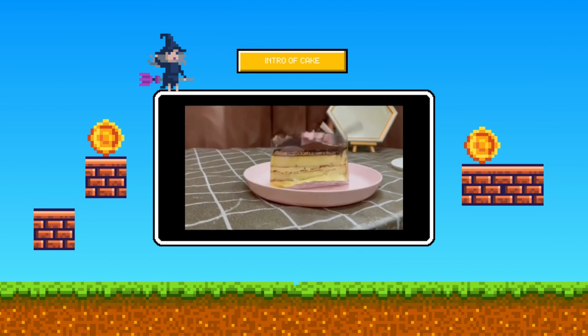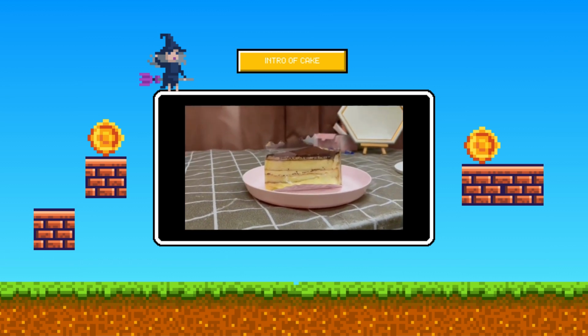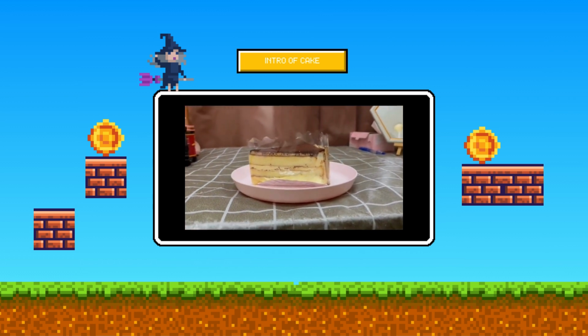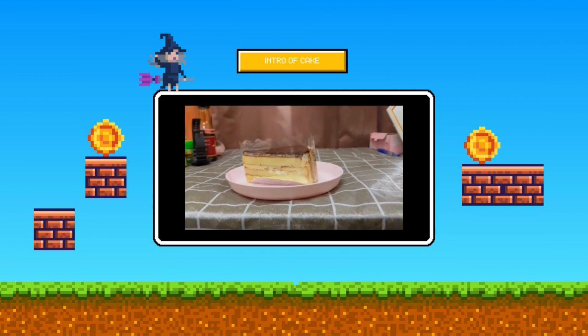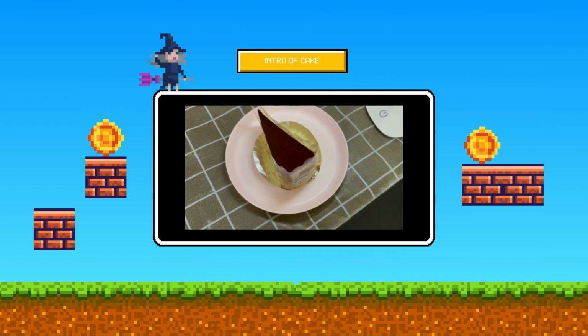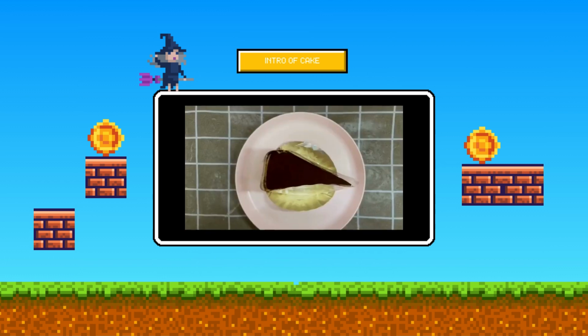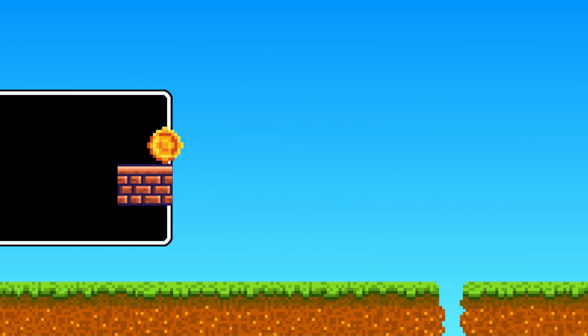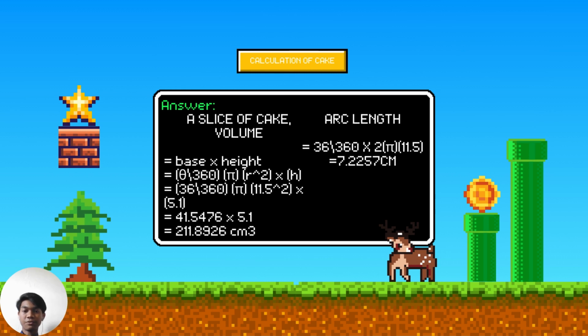Let's go. So this cake has 3 1 cm layers of cake with 0.7 cm icing in between each layer, which made the total height of this cake 5.1 cm. This cake is 1/10 of the whole cake, and the angle of this cake is 36 degrees. The total radius of this cake is 11.5 cm. First of all, for the calculation of the cake, we have to find the volume for the slice of a cake.